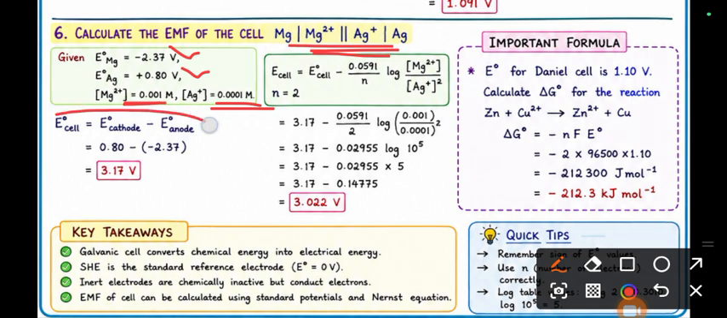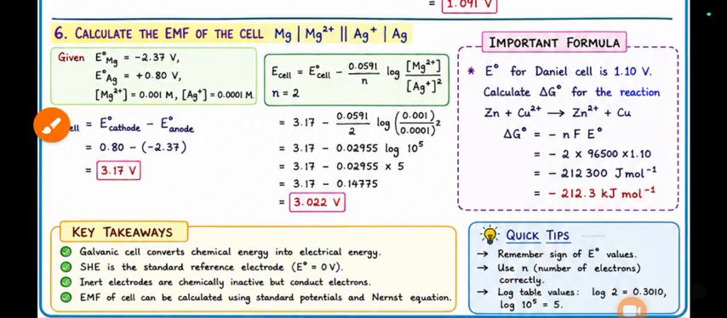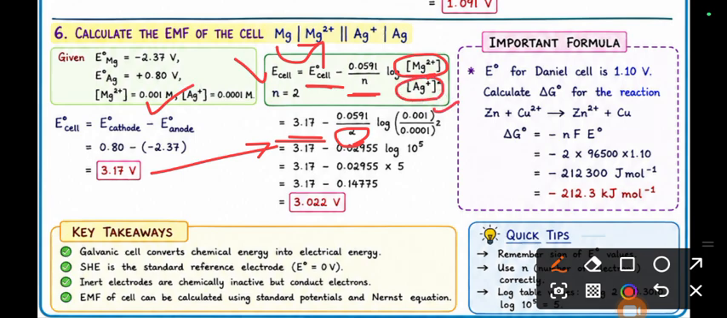Now you first find out standard electrode potential of the cell, E naught of cathode minus E naught of anode. Cathode means higher value, 0.80 substitute. Anode means lesser value, minus 2.37. You just calculate, you will get 3.17 volts. Now come to the main formula, Nernst equation formula. Standard electrode potential substitute here, then 0.0591 divided by N. N value here is 2, because here also magnesium is losing 2 electrons, so N value is 2, log of concentration of product ion. Product ion is magnesium, its concentration you write, and concentration of silver ion, Ag plus, is reactant.